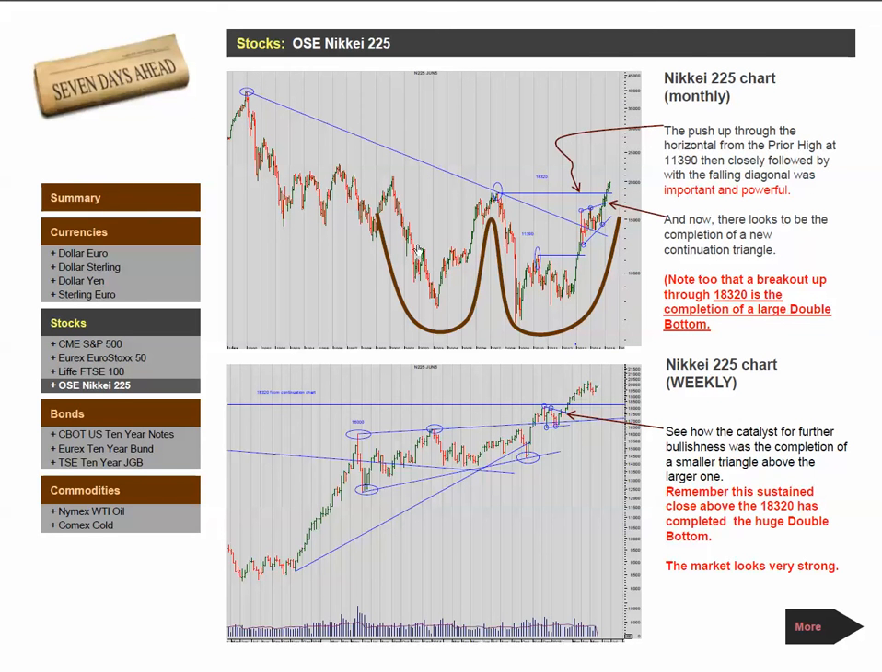This is for a massive move up. If you measure that double bottom higher, it takes you up to 45,000 or so, and bullish here as well. So that is a powerful picture of bullishness for the Nikkei.